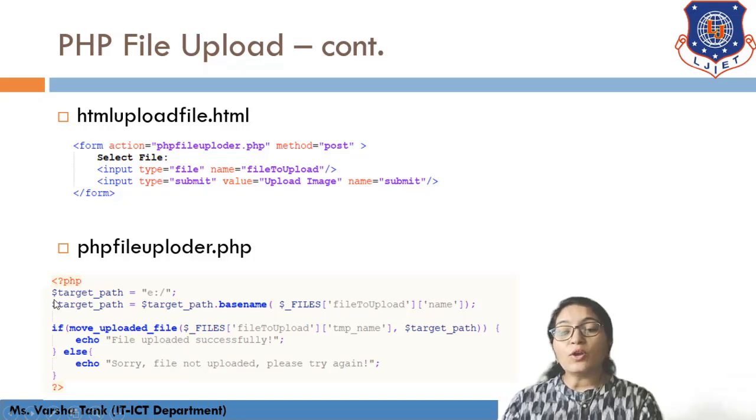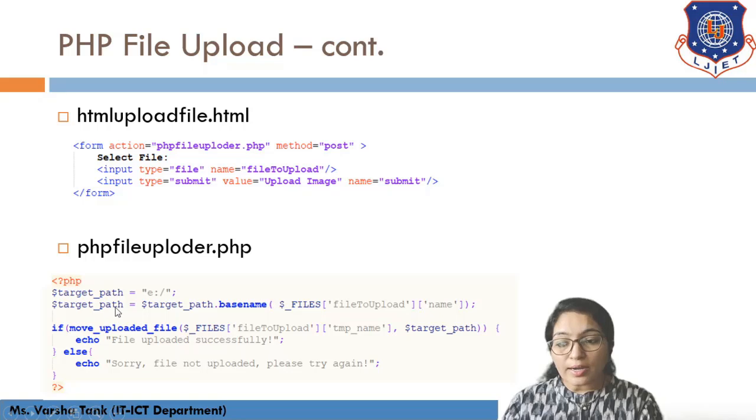Now here you have to define the target path, that is, where your file is going to be stored when it is uploaded. Here I have defined $target_path equal to the E drive. So whatever content you are going to upload will be stored in the E drive. Now target path is equal to $target_path dot basename of $_FILES file_to_upload name.